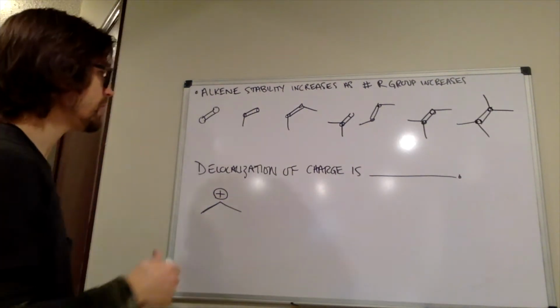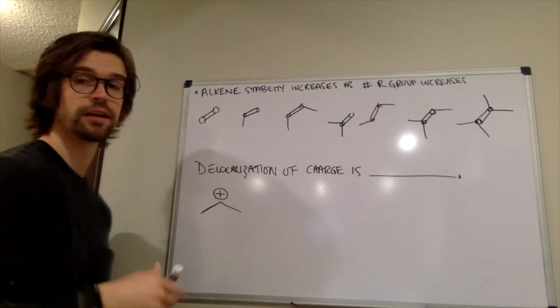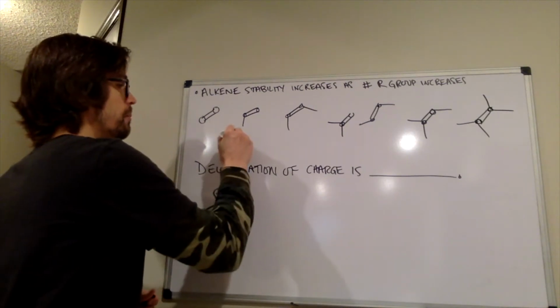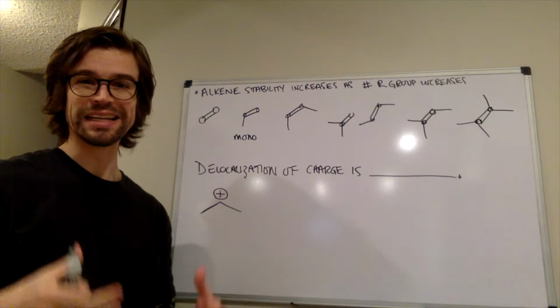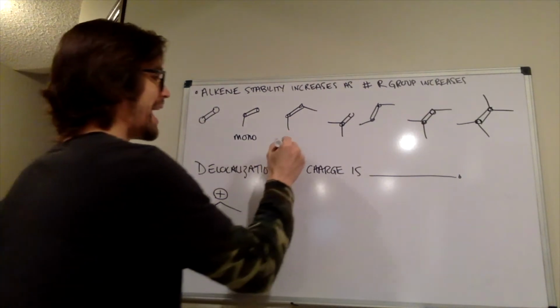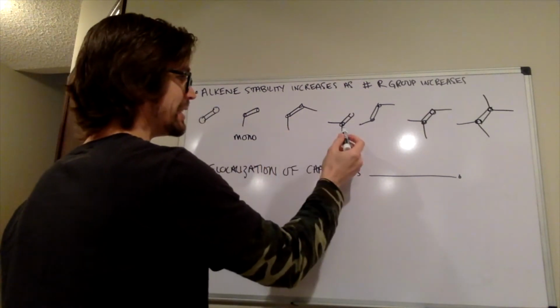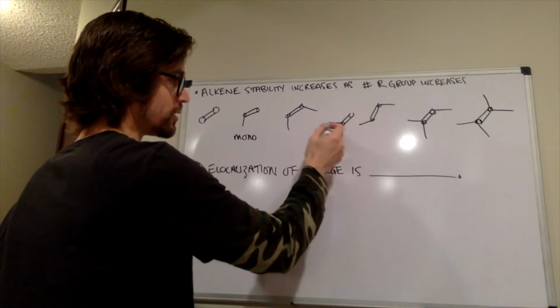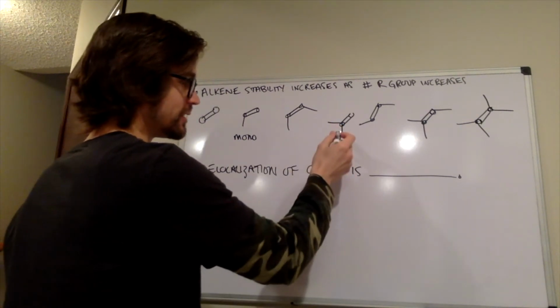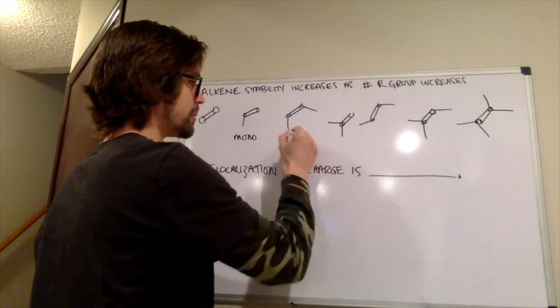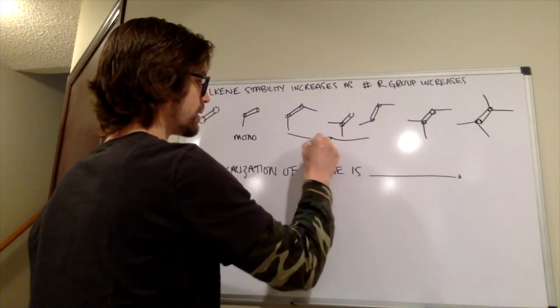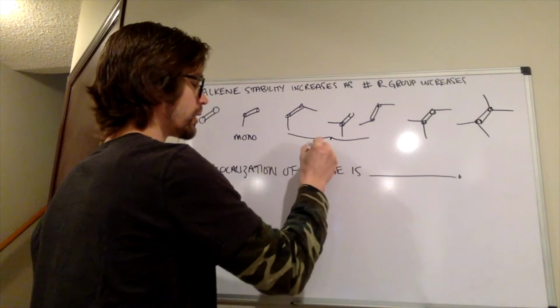So this would be an unsubstituted alkene. This would be a monosubstituted alkene. Mono is a prefix meaning one. This would be a disubstituted alkene. This would be a disubstituted alkene too, because there are two carbons coming off of this same side of the alkene. This is also a disubstituted. So all three of these are technically disubstituted alkenes.